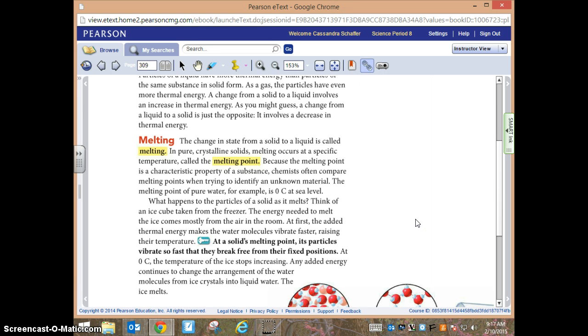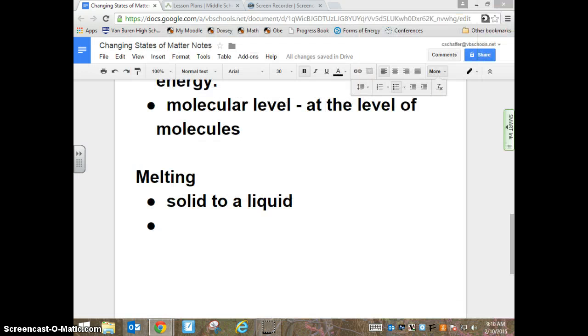So what happens to the particles of a solid as it melts? Think of an ice cube taken from the freezer. The energy needed to melt the ice comes mostly from the air in the room. At first, the added thermal energy makes the water molecules vibrate faster, raising their temperature. At a solid's melting point, its particles vibrate so fast that they break free from their fixed positions. At 0 degrees Celsius, the temperature of the ice stops increasing. Any added energy continues to change the arrangement of the water molecules from ice crystals into liquid water. The ice melts.